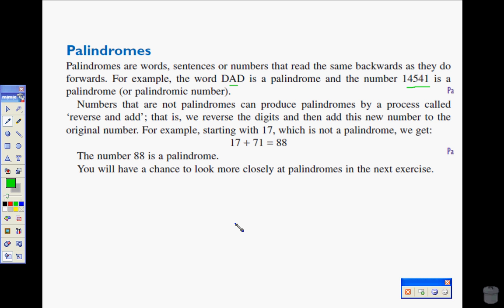But we can produce palindromes as well. There's a nice little reverse and add algorithm we can use to get a palindrome. For example, take 17, reverse the digits and add them together. That will give you a palindrome. We'll look at palindromes later on, but really anything that reads the same forwards as it reads backwards is a palindrome. Whether it's a word or a number, numbers are nice for us in class, but if you are doing English or any other subject, you can find palindromes and start to use them as well.